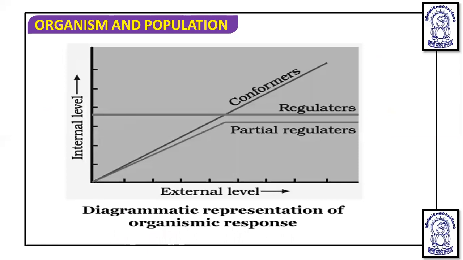This is the diagram through which we can understand these responses. This is the external level of a particular factor, and this is the internal level of this factor. When we talk about regulators, they are able to maintain homeostasis, that is, they maintain their osmotic concentration and temperature, thermoregulation and osmoregulation. At the internal level, they are fixed and do not change with changes in the external level. So the internal temperature, suppose, remains constant; that is the regulator. But if the internal concentration of temperature or solutes changes with the change in the external level, then it is known as a conformer. Some conformers try to regulate at a particular level and become partial regulators. We are going to discuss them one by one.